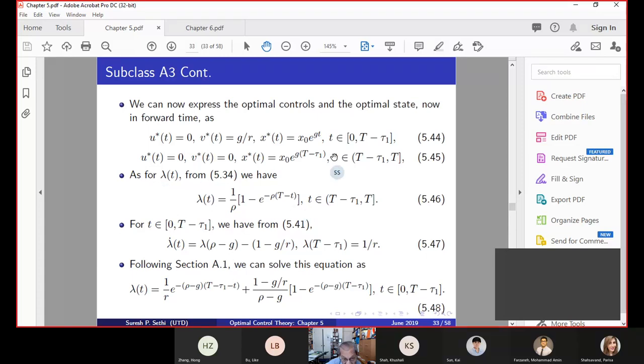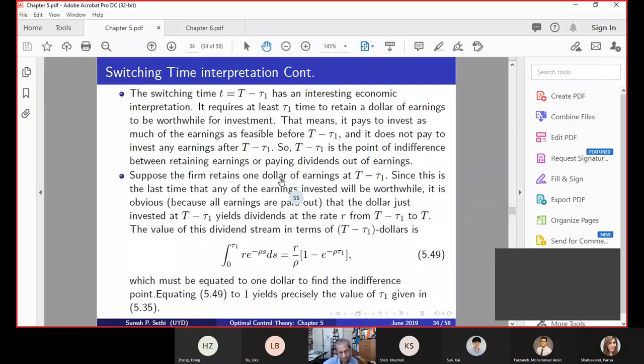Lambda t can also be solved. Lambda t is given by this formula, for t from 0 to t minus tau 1 it is given by this formula. And so lambda t can be obtained exactly for all the values, this is from t tau minus t, and this is from t to t minus tau 1. So the problem is completely solved.